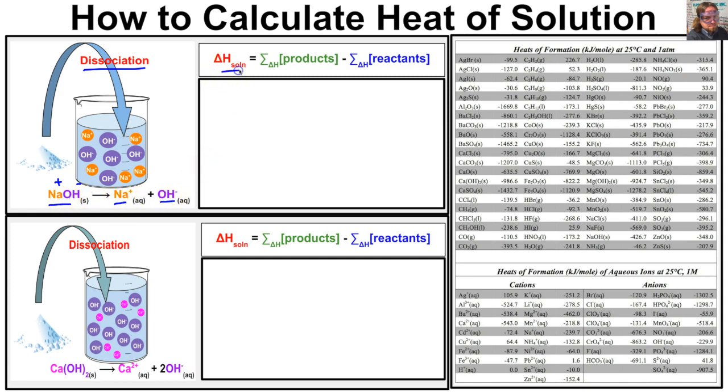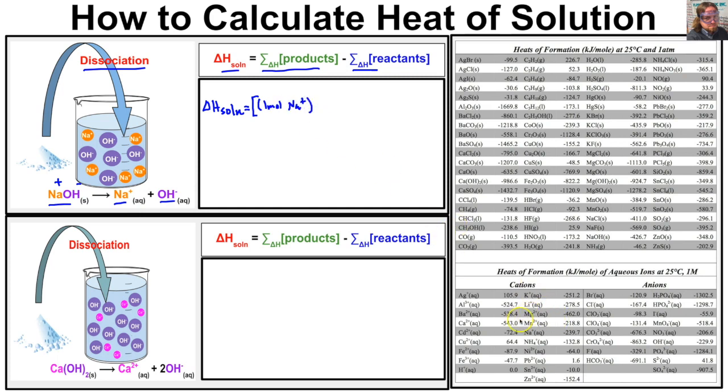To get that, what we have to do is figure out the sum of the change in heat of our products minus the sum of the change in heat of our reactants. And what we can do is use this heats of formation table. To get the heat of solution, we simply take the sum of the change in heat of our products, which are to the right of our little arrow here. According to our balanced equation, we have 1 mole of sodium ions being produced, so 1 mole of Na+ ions.